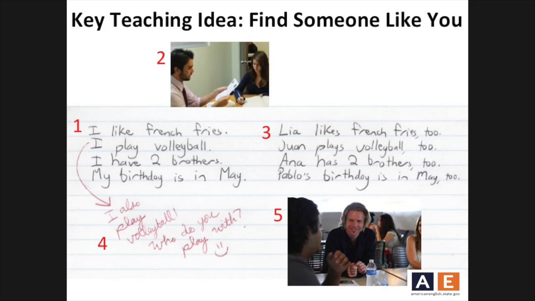The next activity is called Find Someone Like You. For this activity, students start by writing a number of sentences about themselves. Then they stand up and practice speaking by asking other students if the sentences are true for them. For example, do you like French fries? They'll continue until they find someone who says yes. Then they'll write a sentence about that student. So, Leah likes French fries. The first student to find someone who has each sentence in common with them is the winner.